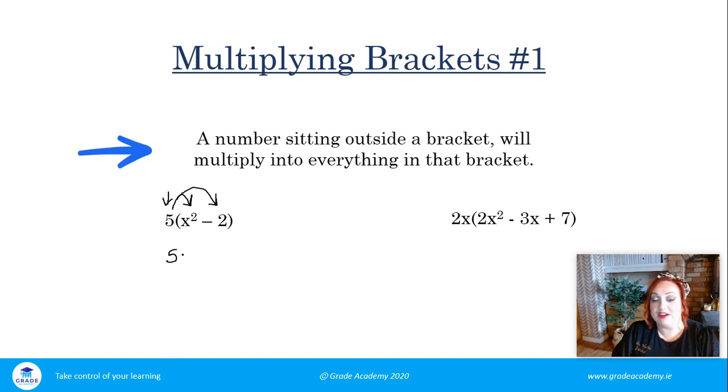So multiplying 5 by x squared is 5x squared, and 5 by minus 2 is minus 10. Done. I cannot simplify that anymore. I do not have like terms, so there's no simplifying available to me.